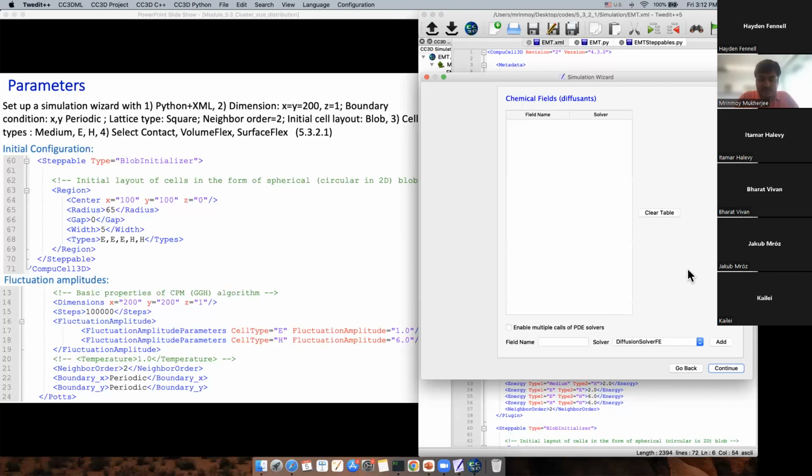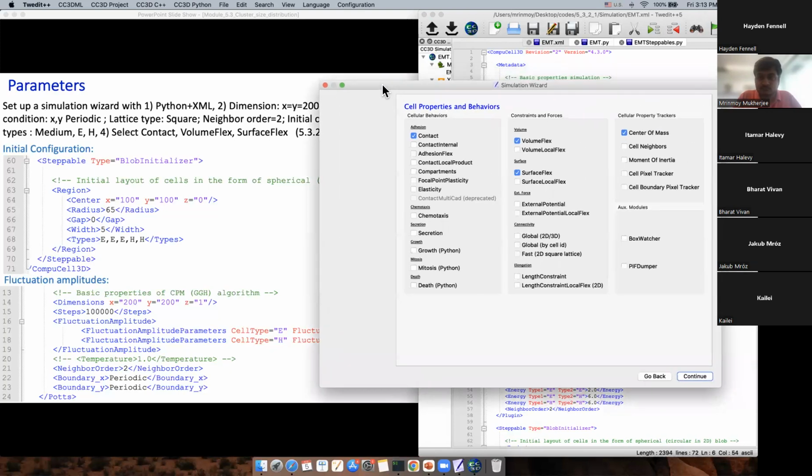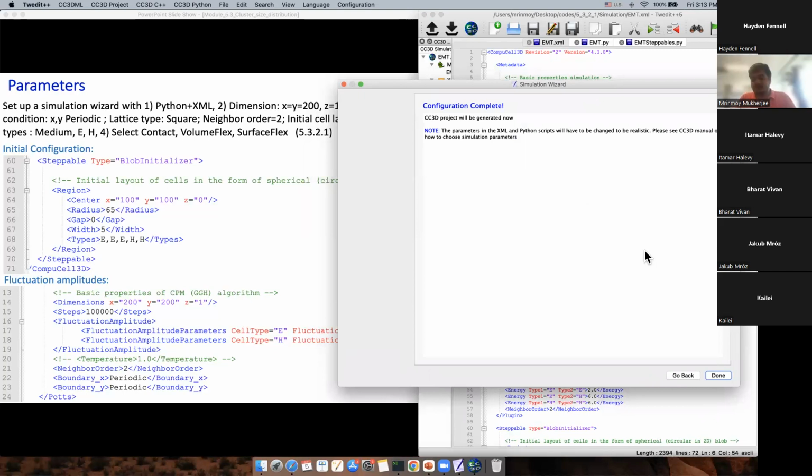Here we are not considering any diffusion field, so skip that. For the cell properties and behavior, we will use the contact energy, volume flex, and surface flex only for the time being. Contact energy, volume flex, and surface flex. Continue and finish.